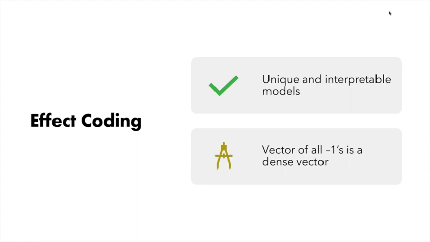Effect coding also avoids the problem we had with dummy coding, where the reference category being all zeros makes missing values a problem, by using a different code for the reference vector. But the vector of all minus ones is a dense vector, which is expensive for both storage and computation. For this reason, popular machine learning software packages such as Pandas and scikit-learn prefer dummy coding or one hot encoding instead of effect coding.